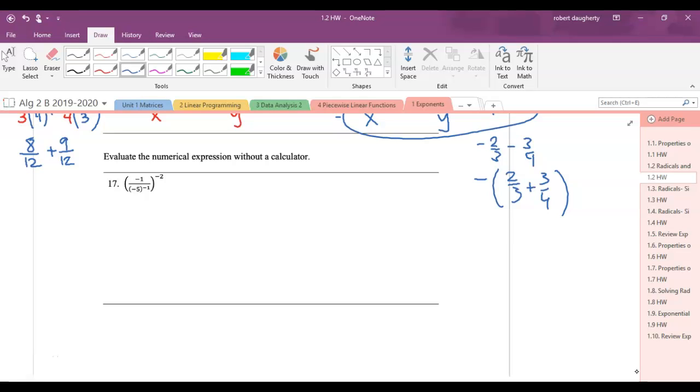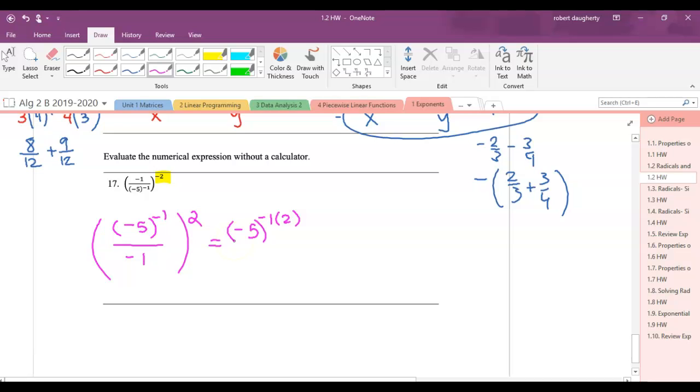Evaluate this numerical expression without a calculator. So what do I want to do? I look at this negative 2 here. What I can do is just copy down everything that I see with the reciprocal, and that's going to be squared. So I took care of that negative exponent. Let's go ahead and distribute that in. This is negative 5 to the negative 1 times 2, over negative 1 squared. So this is negative 5 to the negative 2. Negative 1 squared is just 1. So that's 1 over negative 5 squared, which is 1 over 25.